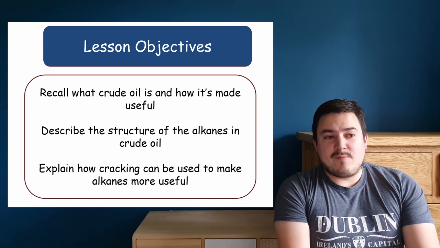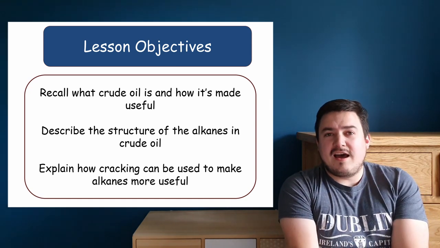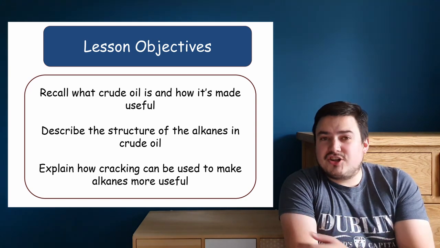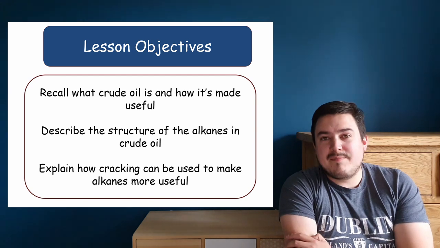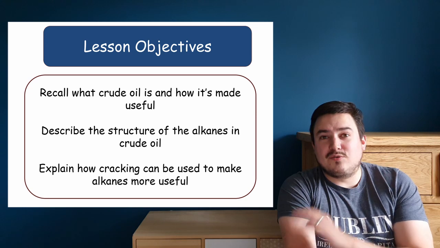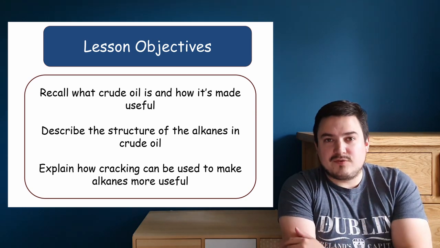Objectives for you today then, we have three. The first one is to recall just what crude oil is in the first place and how we can make crude oil useful. You're next going to be able to talk about the structure of the parts of crude oil. These are the alkanes. We'll talk more about what we mean by that in a few minutes time. And finally we'll talk about how we can use a process called cracking to make those alkanes, those parts of crude oil, more useful to us.